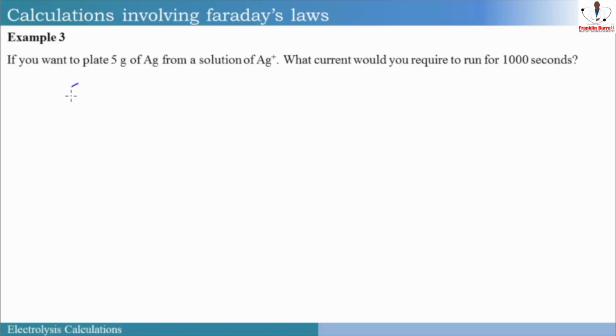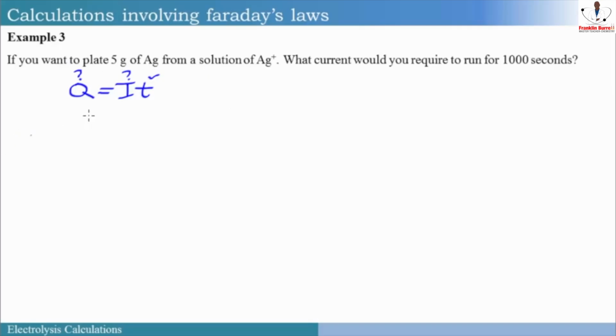Well, we cannot start with Q equal IT, because you'll notice that we want to find the current I. So what current would you require to run for 1,000 seconds? So all we know in this case is a time, but we don't have current and we don't have the charge Q. So we have two unknowns in our Q equal IT, so we cannot start with this formula. So we will start by calculating Q from the 5 grams of silver given in the question.